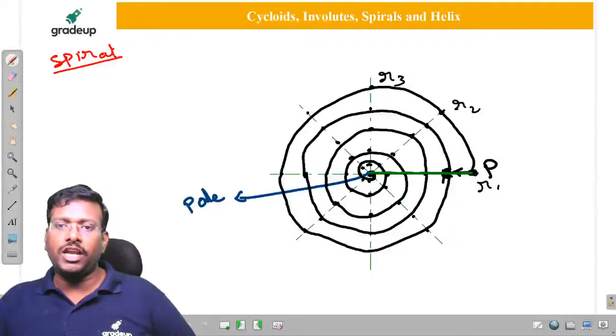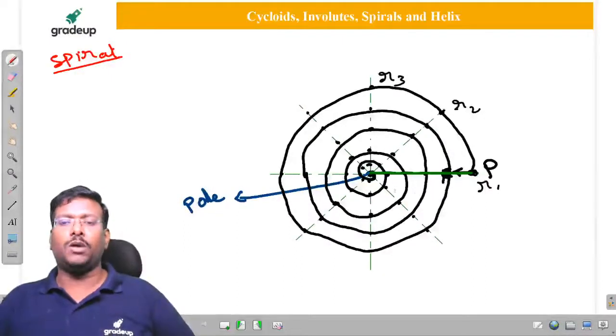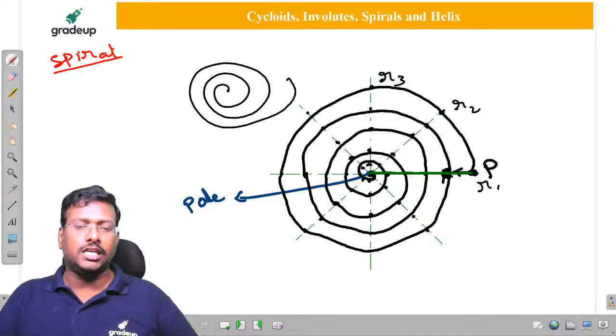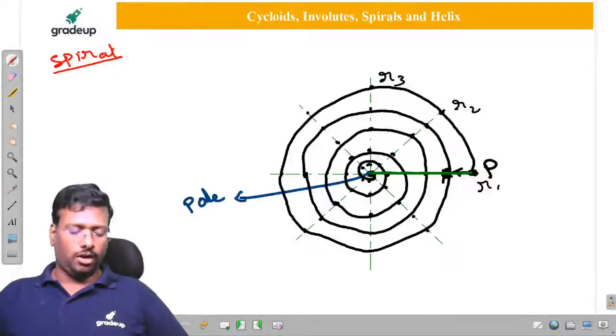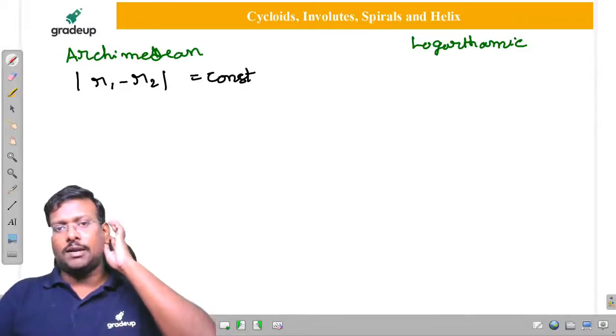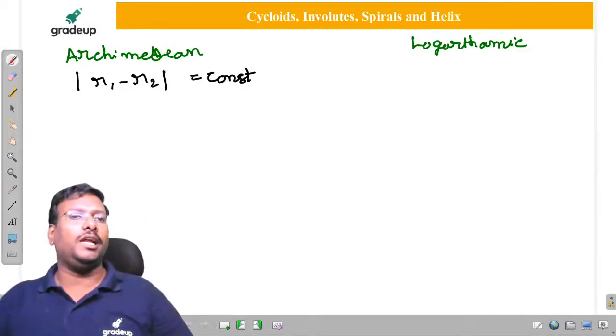No sir, if it is moving away from the pole, R1 will be less and R2 will be more, because it started here and it is moving like this. The radius goes on increasing. Therefore, at that time, R2 will be greater. That's why we consider it as a mod. Then it is called the Archimedean spiral.